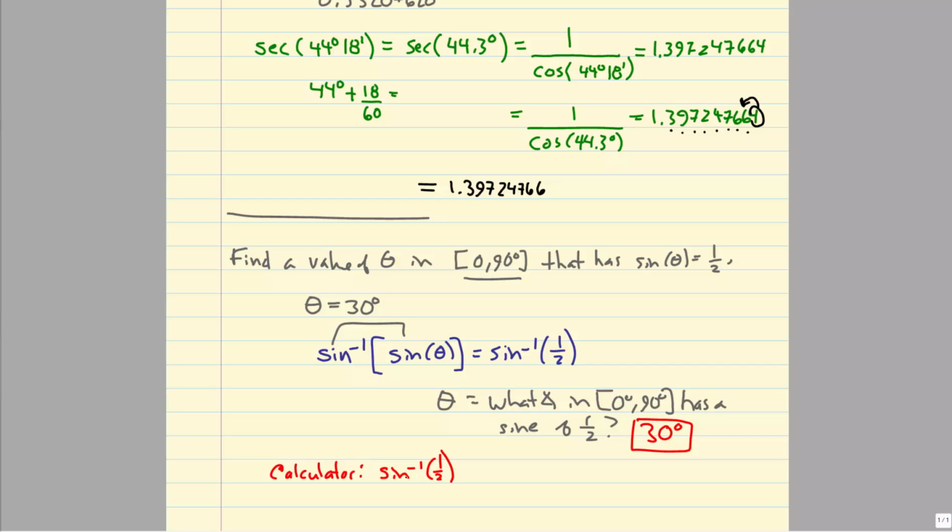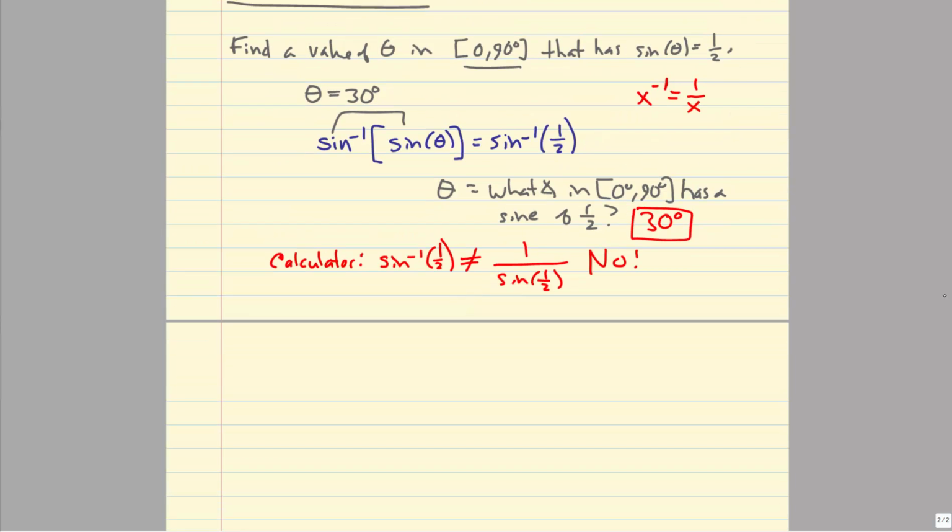And again, inverse sine, sometimes you're used to seeing this notation, like x to the -1 means 1 over x. This means to reciprocate. X to the -1 means to flip or reciprocate. This does not mean, and this is really important, this does not mean 1 over the sine of 1/2. So no, don't ever do this. Inverse sine means what angle. Okay, it means what angle has a sine of 1/2, and they give us that interval to look at.